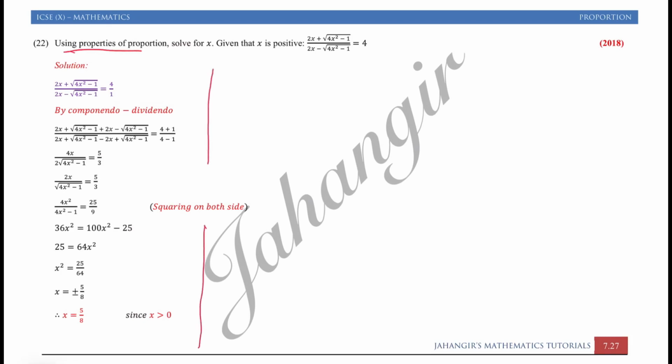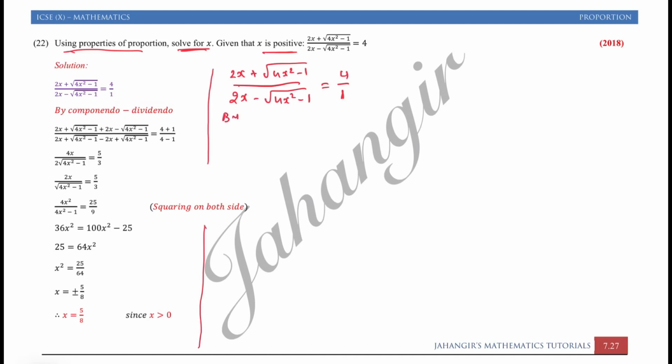Using properties of proportion, solve for x given that x is positive. Here they had already given x is positive. So we have to find the x value. So it's 2x plus root of 4x square minus 1 upon 2x minus root of 4x square minus 1 is equal to, we can write, 4 by 1. So terms are same in numerator and denominator.